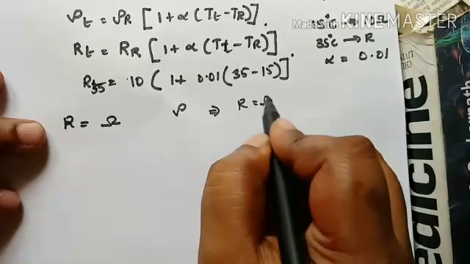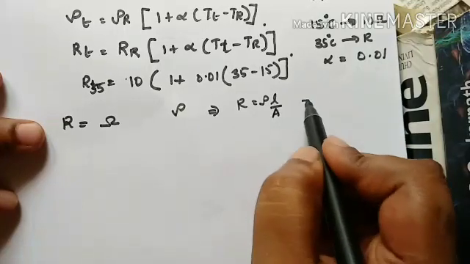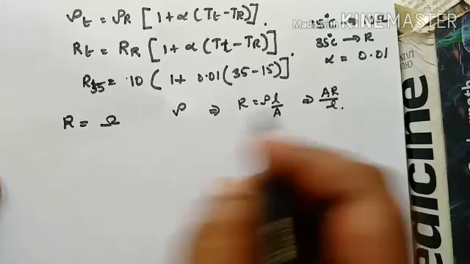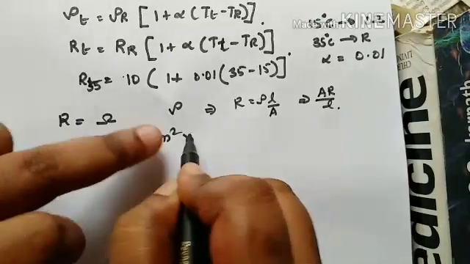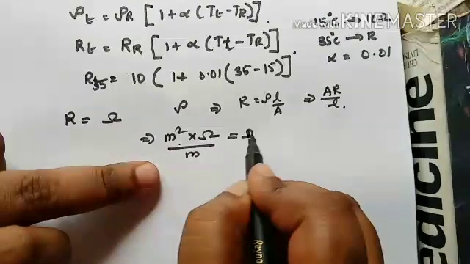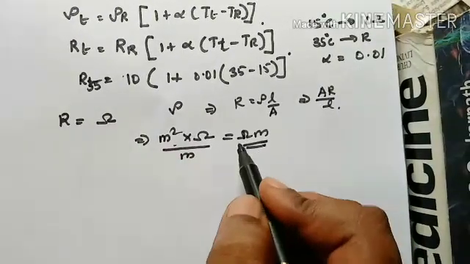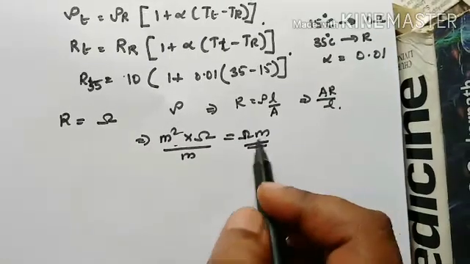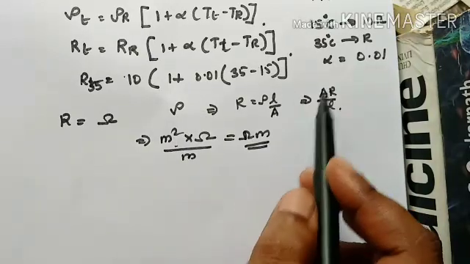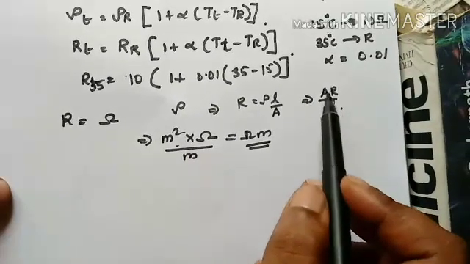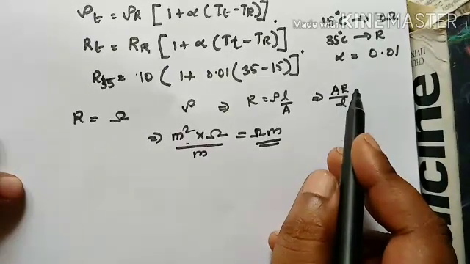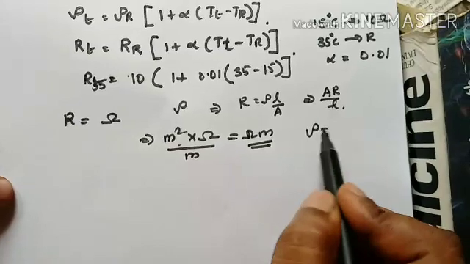Say R is equal to rho L by A, right? From this I can generate rho, that is A R by L, right? Area's unit is meter squared. Resistance unit is ohm, and length unit is meter, so it will be ohm into meter. So ohm meter is the unit of rho or resistivity. I can even give a definition of rho from this equation. See what happens when A and L are 1, then there will be only R, so rho will be equal to R, right?